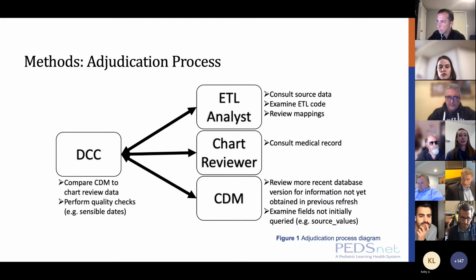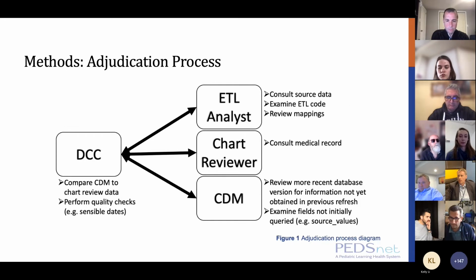So the whole adjudication process for figuring out what the source of truth was in these studies really was set out of the PedsNet Data Coordinating Center, but we have the advantage in the PedsNet network of being able to communicate with the ETL analyst and with the chart reviewer. And we kind of had this iterative process of identifying what the issues were, but then being able to reach out to, in different situations, identifying who to reach out to, whether it be the ETL analyst or the chart reviewer, to have them look back at the source data or look back at the ETL code to help us identify what the source of the issue was.